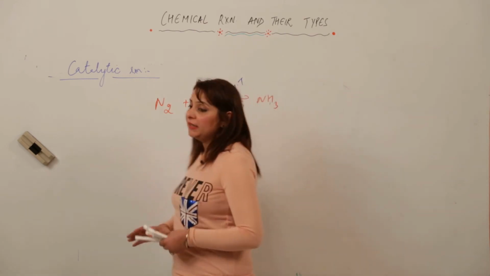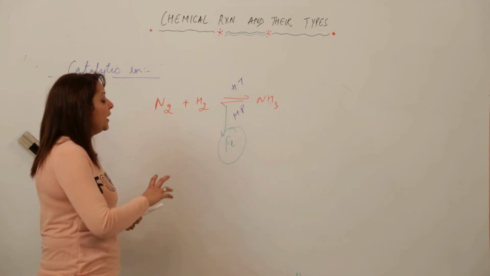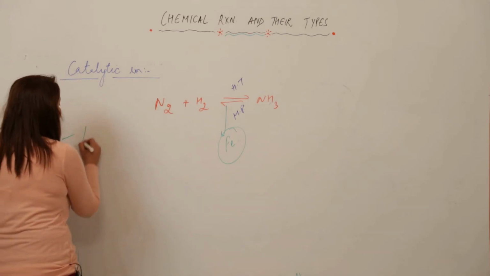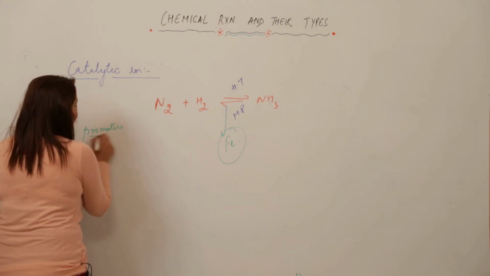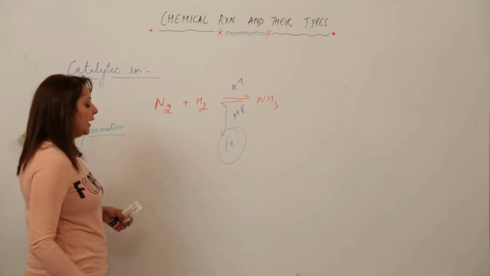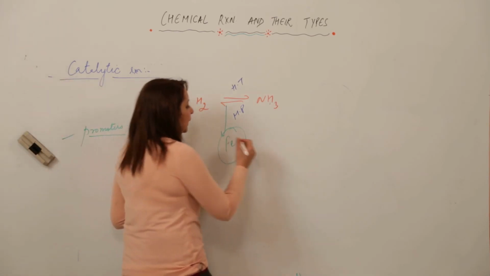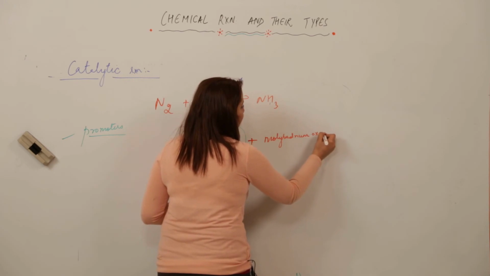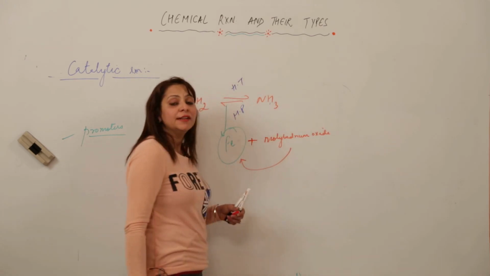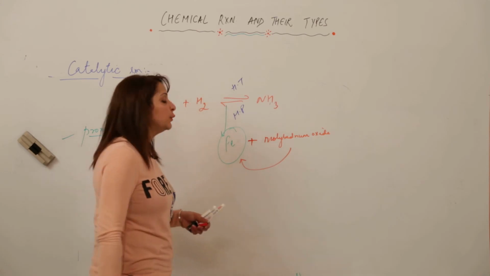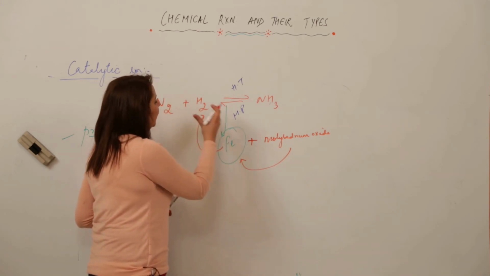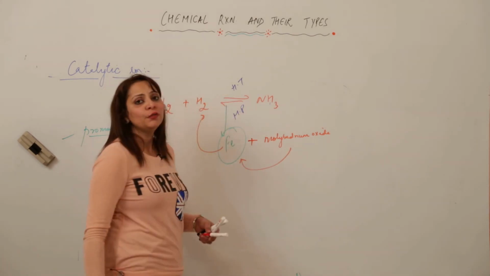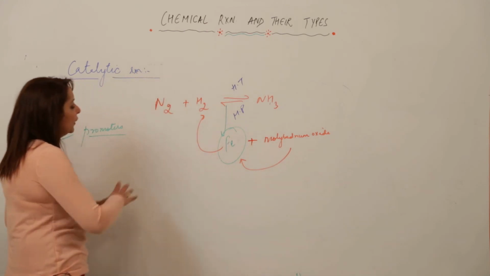When we are using the catalyst, to increase the efficiency of the catalyst, sometimes we use promoters also with it. Like in this case, to increase the efficiency of the catalyst, we have a promoter, that is molybdenum oxide. What will be the function of molybdenum oxide? This will make the catalyst act in an effective way. And what does this catalyst do? This catalyst will make N2 and H2 react in a proper manner so that the rate of reaction is increased and it leads to the formation of ammonia. So this is how we can have a catalytic reaction.